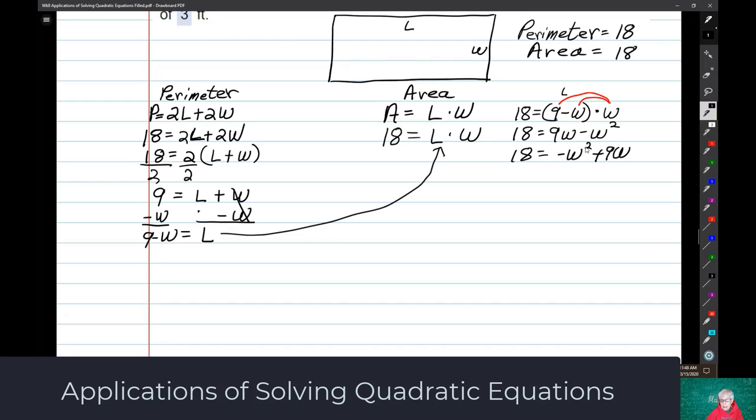And then it's a quadratic equation, so I subtract 18 from both sides of the equation. So 18 minus 18 is 0, and that's going to equal negative W squared plus 9W minus 18. So now the leading term is negative. It's got a negative 1 in front of it. So I need to pull out a GCF that's negative, and that's going to be negative 1.